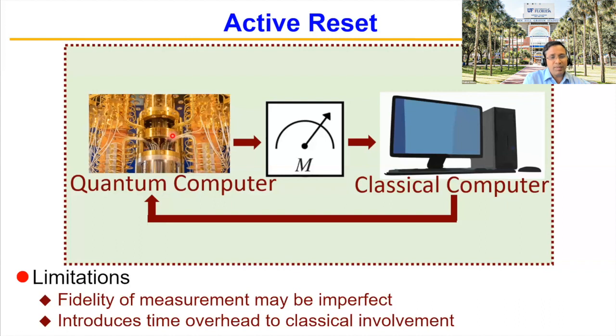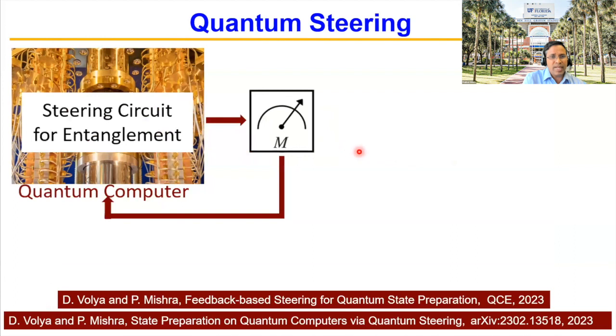So the fidelity may be imperfect, and also there is overhead because the classical computer is involved in state preparation. So what Daniel looked at, based on some work that already existed, is the idea of quantum steering, that you can steer a quantum computer to do certain things. And what we are trying to do is steer a qubit.